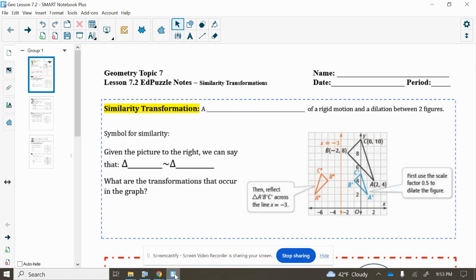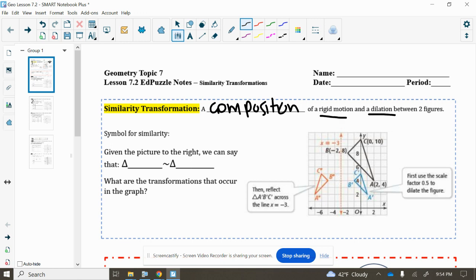Today we are going to talk about similarity transformations. A similarity transformation is a composition of transformations, and it is made up of a rigid motion and a dilation. So our reflections, rotations, and translations from previous topics and our dilations from our previous lessons.